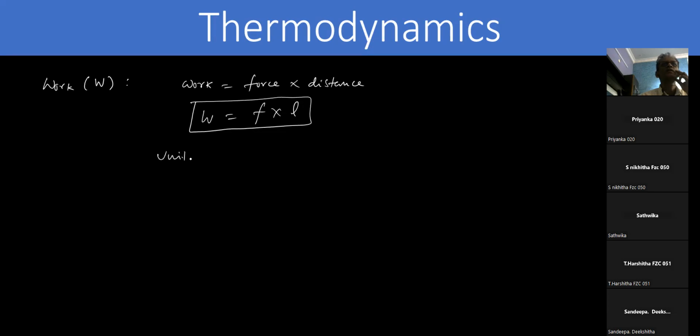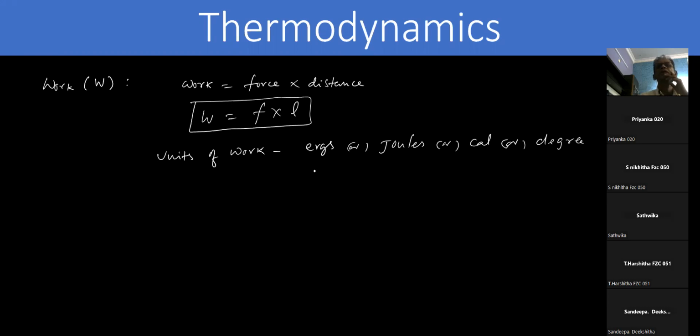Units of work are ergs, joules, or calories. We use all these units wherever they are applicable. This is the general formula for work.